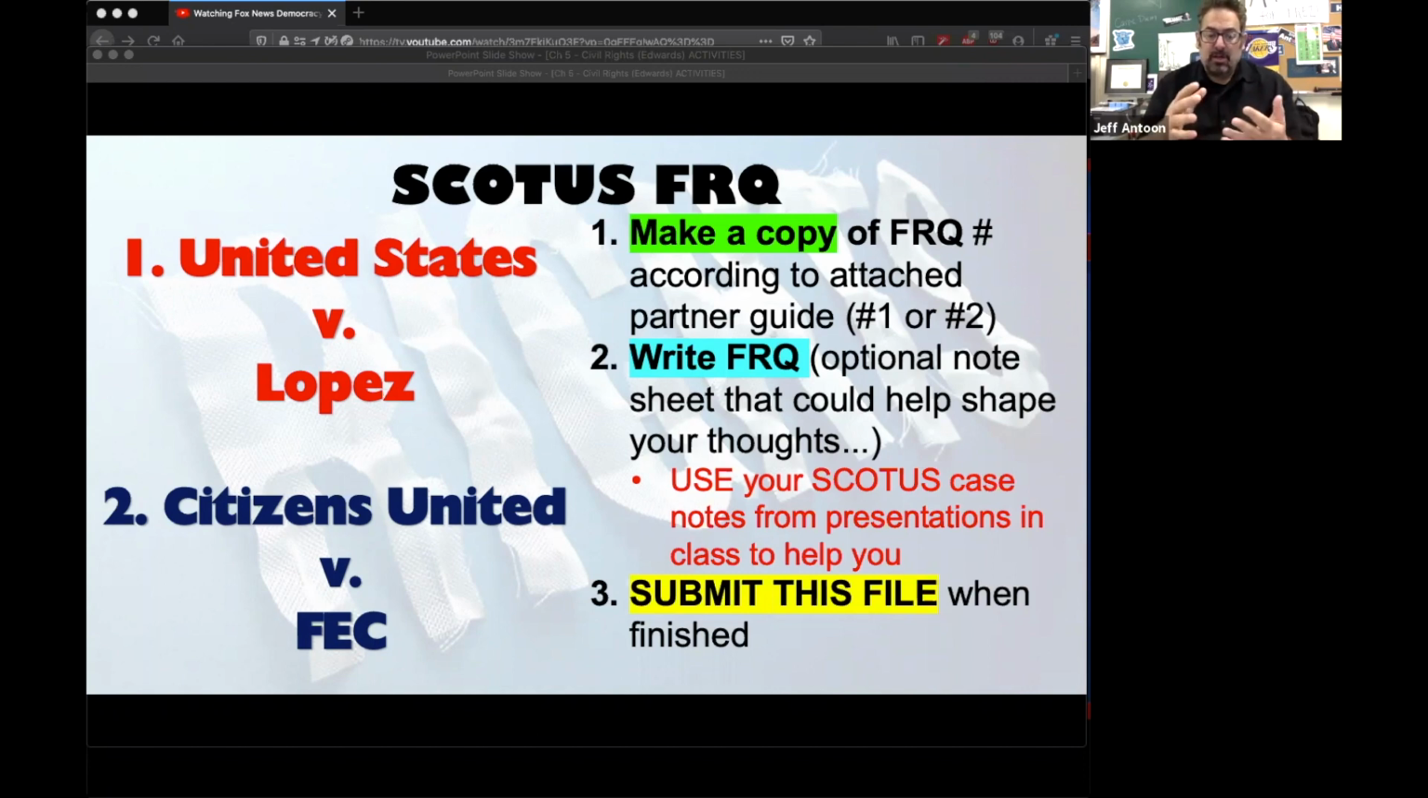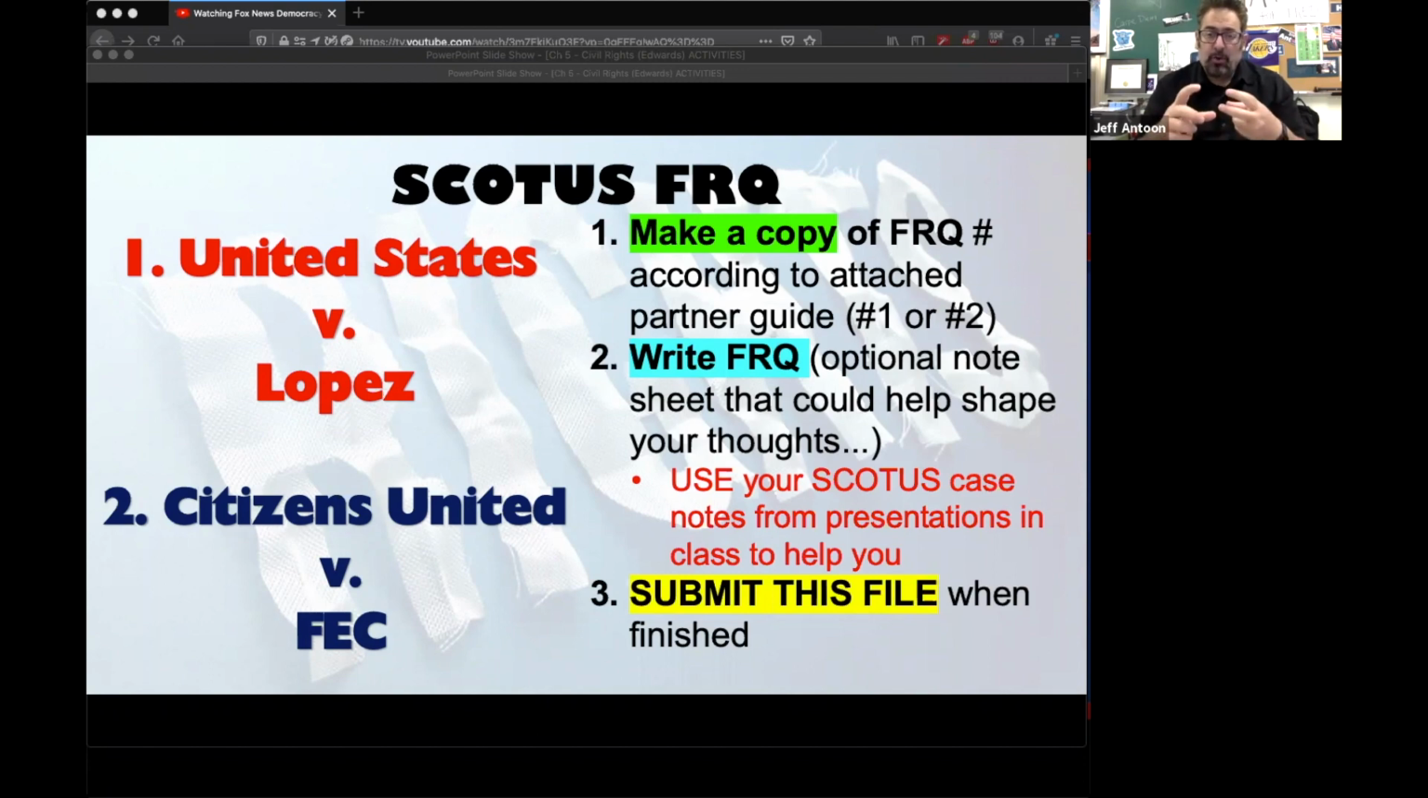There's two cases. You have a partner score. We're not going to peer grade this, but you're still going to pick. If you're number one on the partner list, you're taking the first one, which is U.S. v. Lopez. If you're number two, you're taking Citizens United versus the FEC. Make a copy of it, and then you're going to write your FRQ.